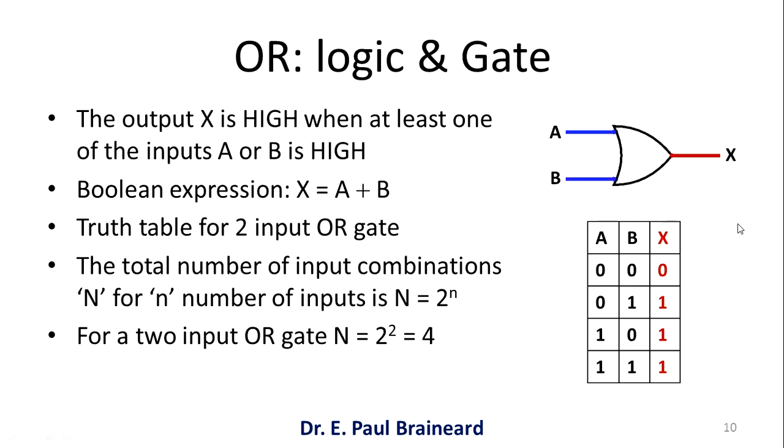The output X is high when at least one of the inputs A or B is high. The Boolean expression is X equals A plus B. The truth table for a 2 input OR gate is shown in the figure. The total number of input combinations, capital N, for small n number of inputs is capital N equals 2 to the power of n. For a 2 input OR gate, N is equal to 2 squared, which is equal to 4. From the truth table, you can see that if at least one of the inputs is high, the output of the circuit is high.